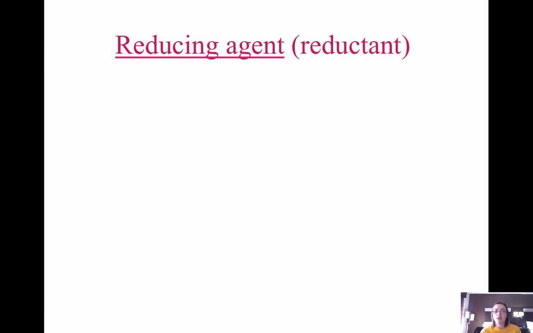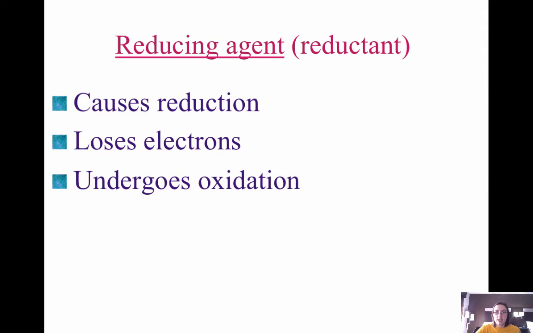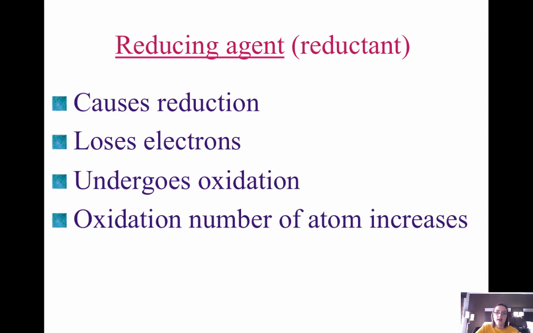It also might be called the reductant, but typically you're going to see it called the reducing agent. The reducing agent is something that causes reduction. Right? It is an agent for reducing. So it causes reduction. So it loses electrons and it undergoes oxidation. So the one that is the reducing agent is what allows the other thing to be reduced. So that means that the reducing agent actually undergoes oxidation. It's the one that loses the electrons. And then the oxidation number of the reducing agent will increase because it is undergoing oxidation.